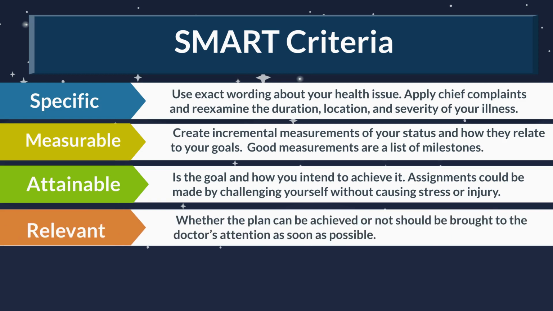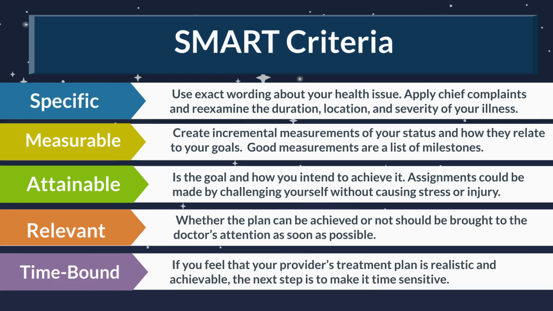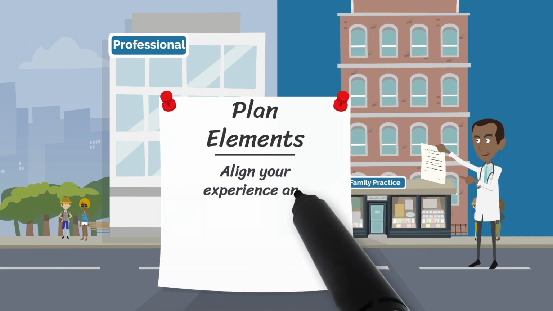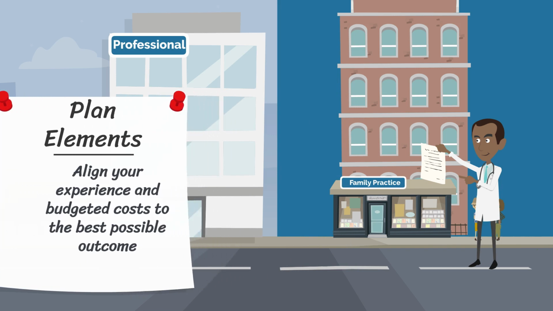Make sure that your plan is relevant and realistic to fit into your lifestyle. And whether your plan can be achieved or not should be brought to the doctor's attention as soon as possible. And the last step in treatment planning is to make it time-bound. If you feel that your provider's treatment plan is realistic and achievable, then the next step is to make it time sensitive. The elements of a good treatment plan should consist of your experience, your budgeted costs, and your outcome.